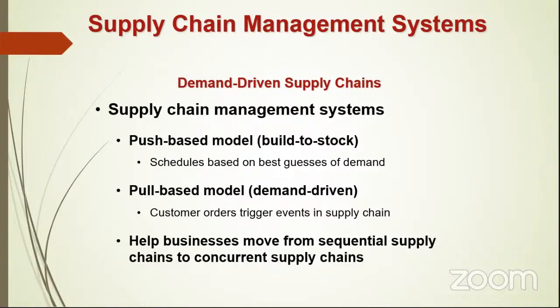But the pull-based model, which is demand-driven, is based on having a supply chain management system that can actually trigger the ordering of the goods based on actual customer orders. So that pull-based model is actually based on real-time customer demand. So can anybody tell me of those two, which is likely to be better?